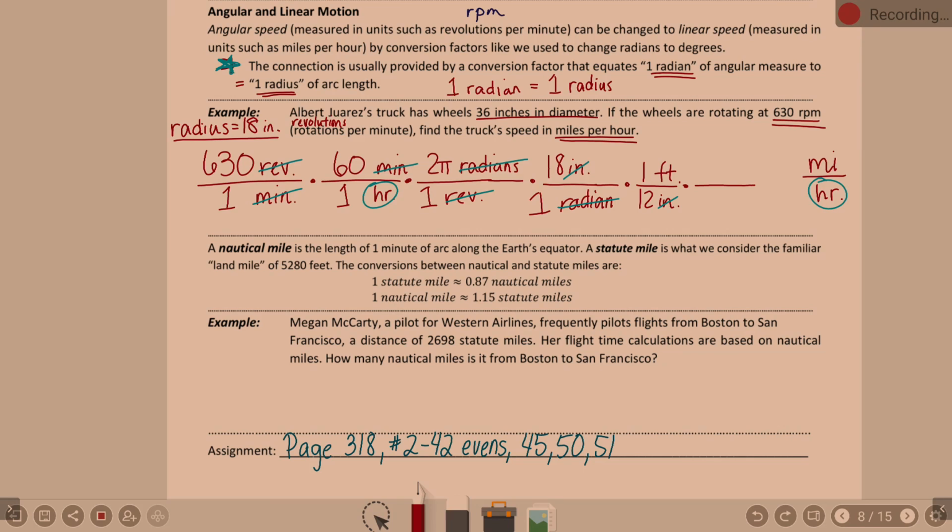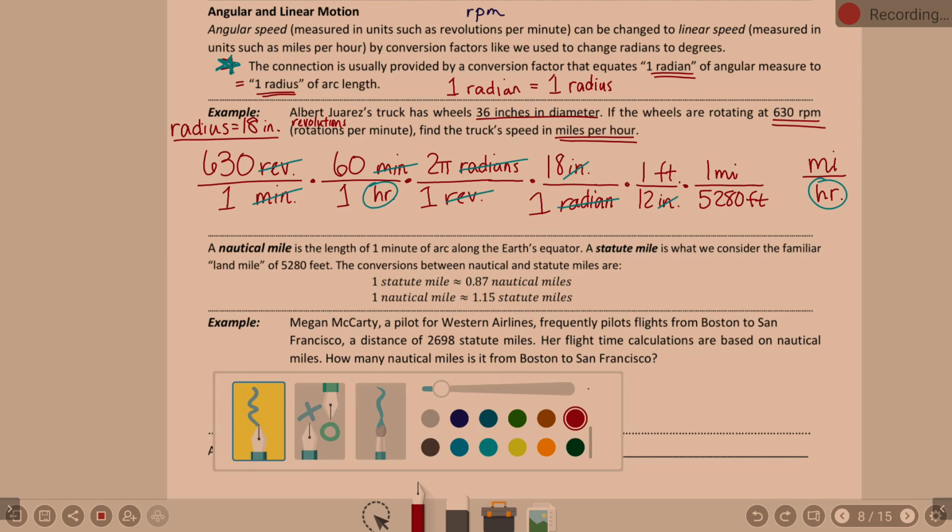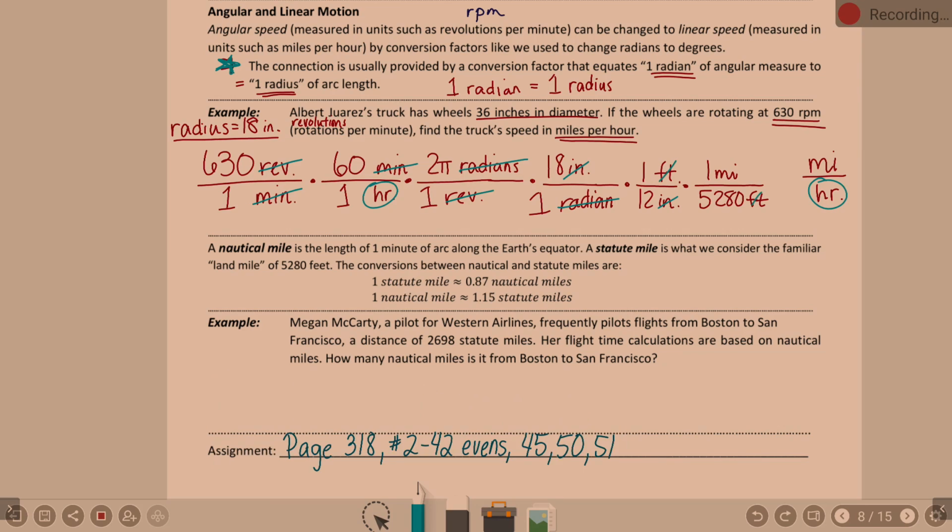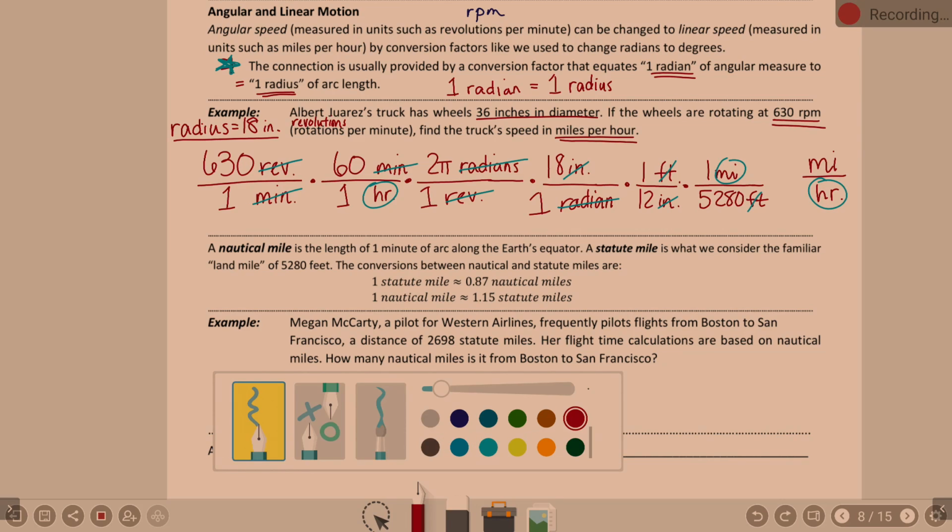Okay, now, what do you want on top? We want feet to cancel, so 1 mile over 5,280 feet. Now, are we there? We've got to do the calculator. Okay, feet cancel. We're left with miles. Okay, we're there.